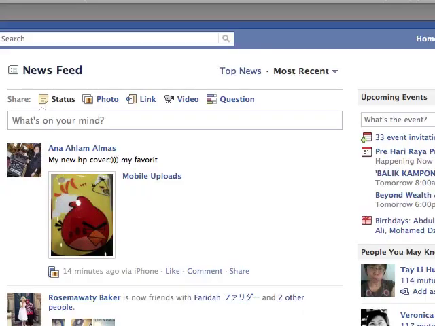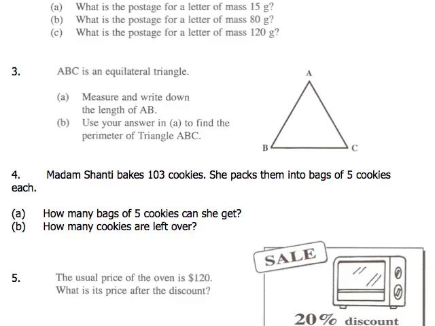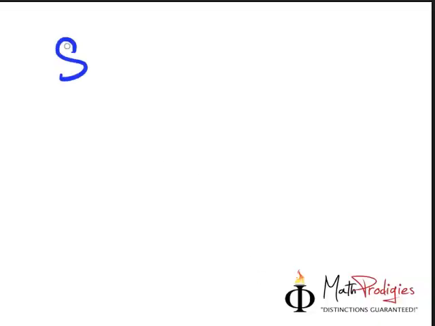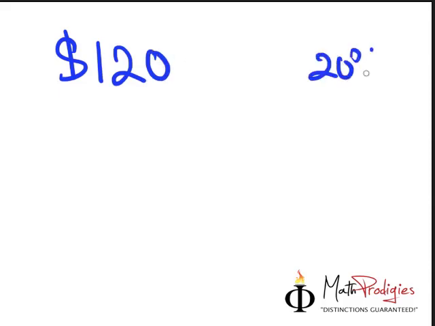Question number 5 is, that's my Facebook. How many bags of cookies, the usual price of the oven is $120. Okay, usual price of oven is $120. And there is a 20% discount. The question is asking me, how much will it be after discount?